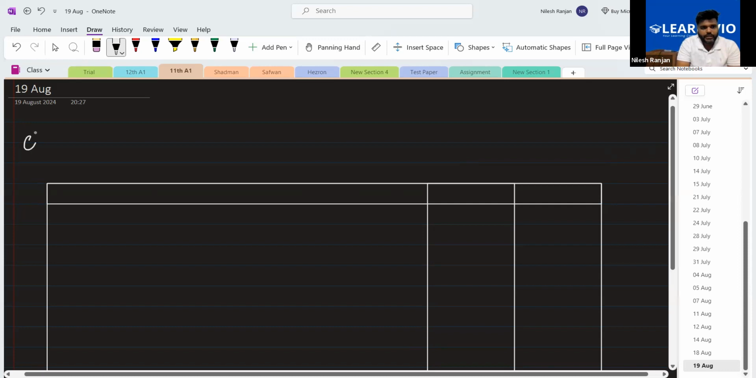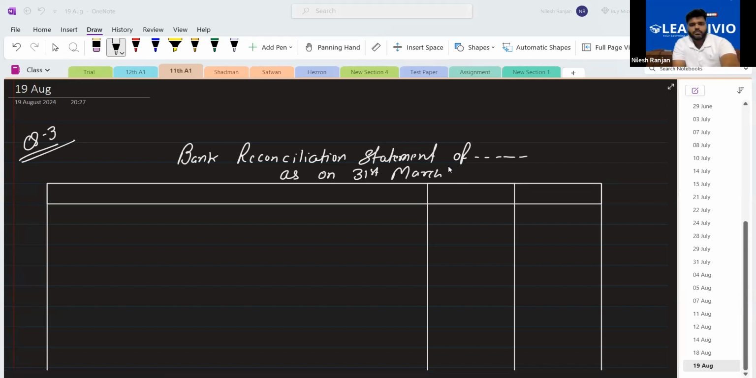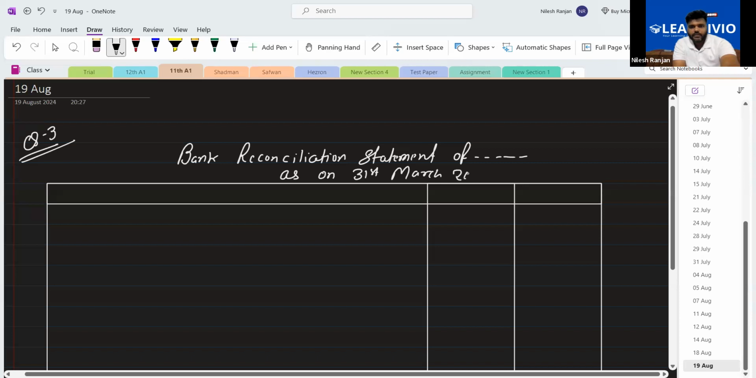So portion number 3. It is the bank reconciliation statement as on 31st March 2019, and it has particulars, amount and amount. This is the form.